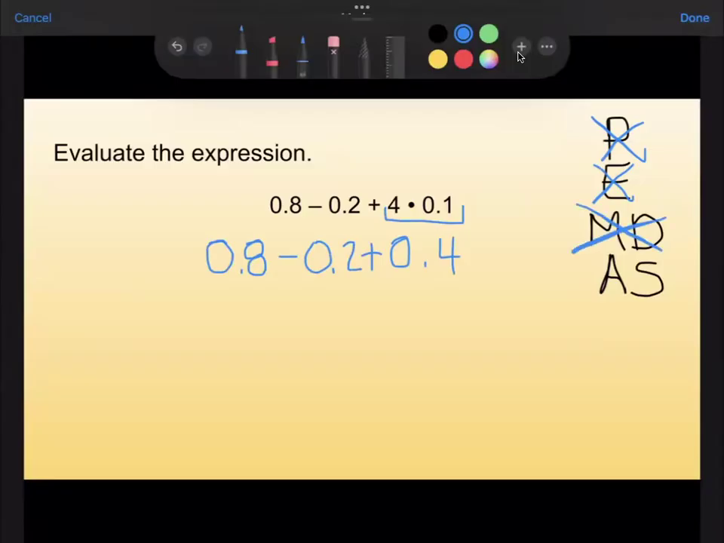All I have left is addition and subtraction, so I have to move from left to right, which means I'm going to end up doing this part first, this subtraction. So when I take 0.8 and I subtract 0.2, I end up with 0.6. I'll bring down the plus and the 0.4. When I add those together, since that's the only thing left, I end up with 1.0, or just 1.